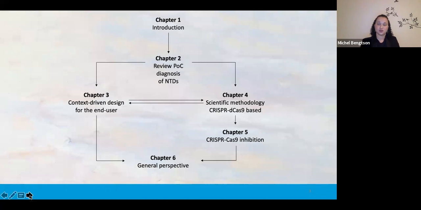My dissertation is composed of 6 chapters. In chapter 1, I provide an introduction to the topic. In chapter 2, we provide a review of point-of-care diagnosis of neglected tropical diseases. In chapter 3, we look at context-driven design for the end user. And in chapter 4, we look at the scientific methodology that is based on CRISPR-Cas9. In chapter 5, we look at the inhibition of CRISPR-Cas9, and in chapter 6, I provide a general perspective.